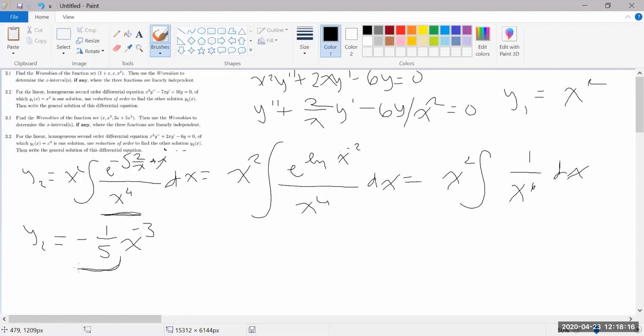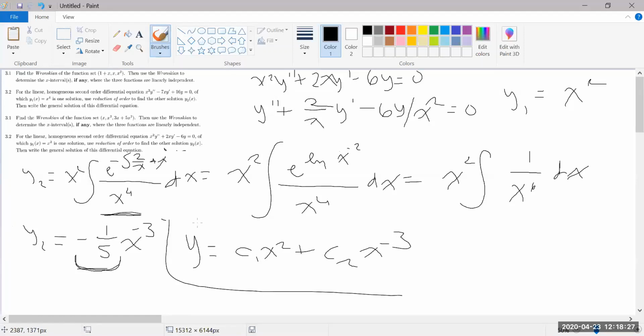This 1/5 doesn't matter because of the principle of superposition, so we can rewrite our answer as c1 x squared plus c2 x to the negative 3. And that is the solution to this problem, and that concludes practice tests 3, A and B. Let me know if you have any questions on these.